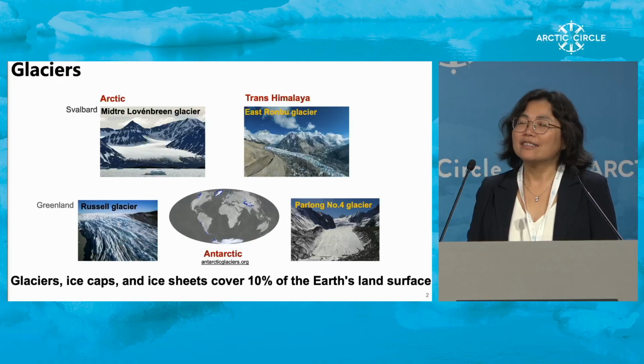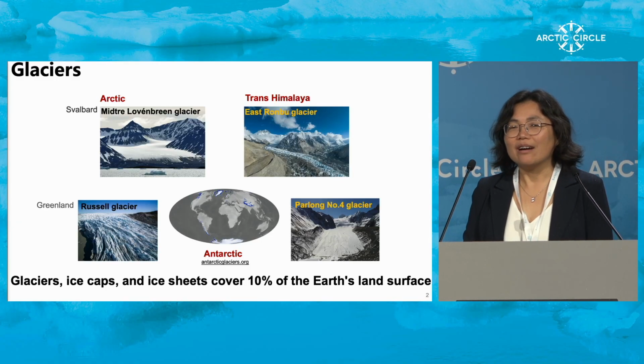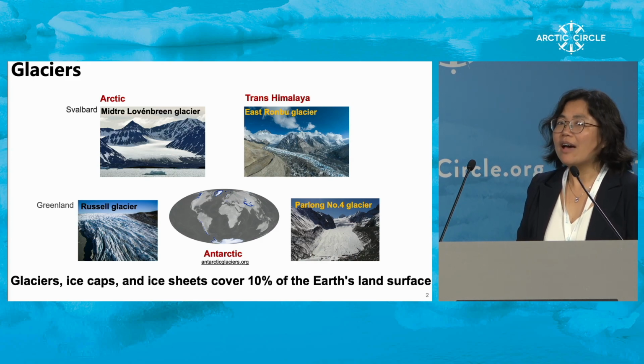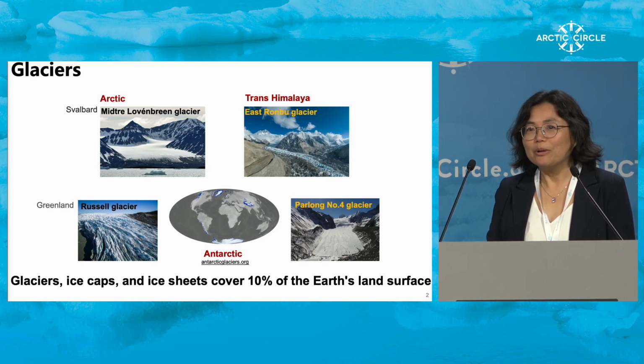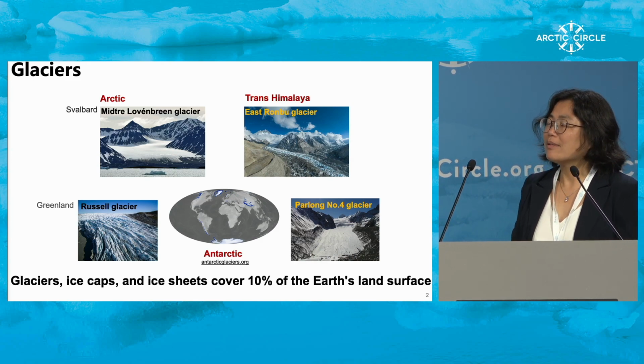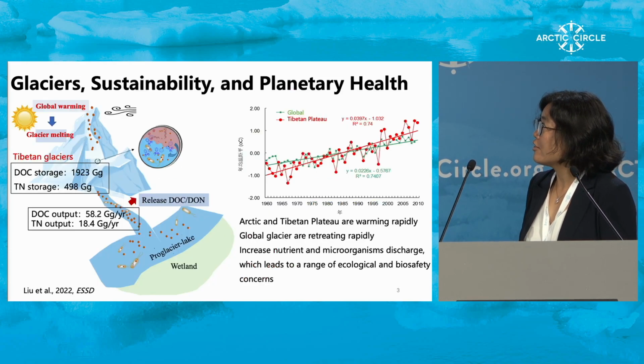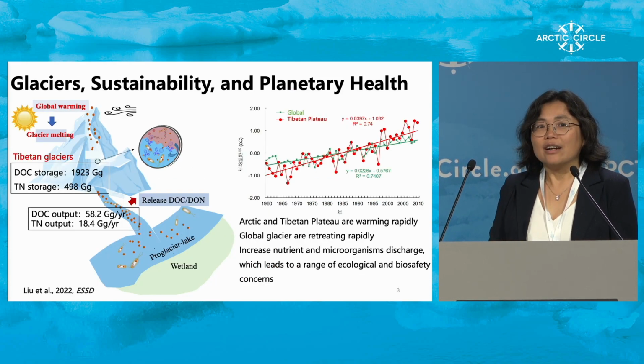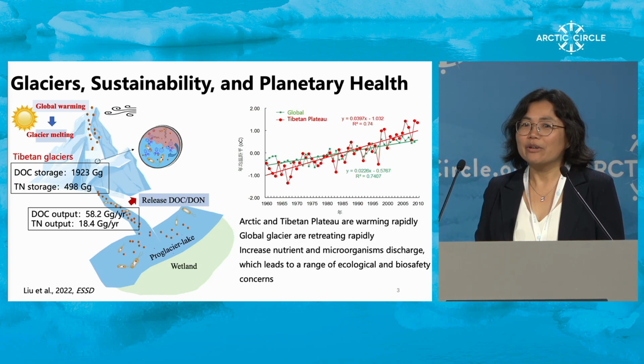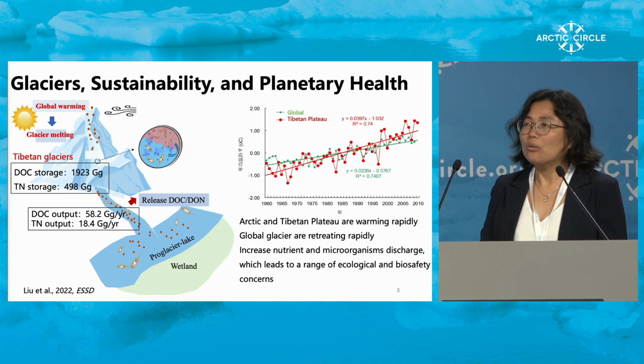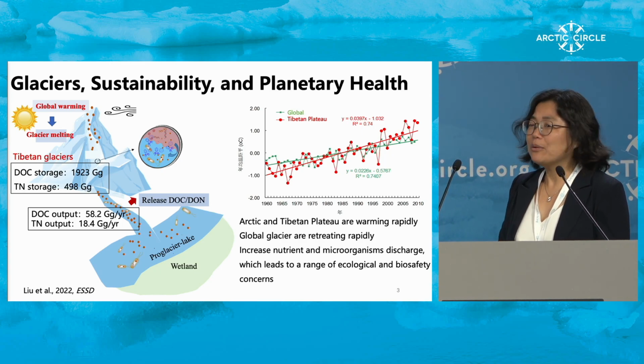I'd like to introduce the glacial microbiome and ecosystem sustainability. Glaciers cover 10% of the Earth's surface area. They are very important to global hydrology, and also very sensitive to climate change. A glacier is not only a source of rivers, but also a pool of carbon, nitrogen, and microbes.